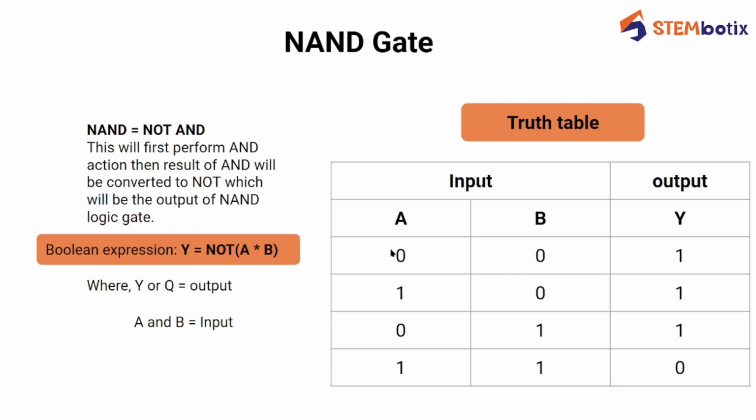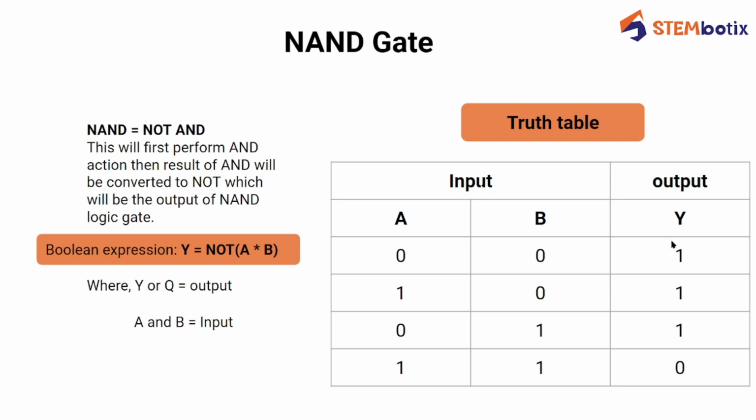Whenever there is output, there is input as 0 and 0. Input A is 0, input B is 0. What happens here is 0 into 0. You know that in an AND gate only 1 1, meaning input A as 1 and input B as 1, will give you output as 1. But this is the inverse of the AND gate.